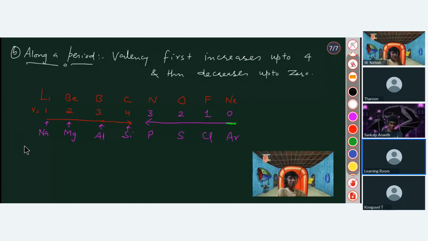Okay, now let's see the last periodic property. What I told next was potassium and calcium. Ionic size we have not discussed, right?